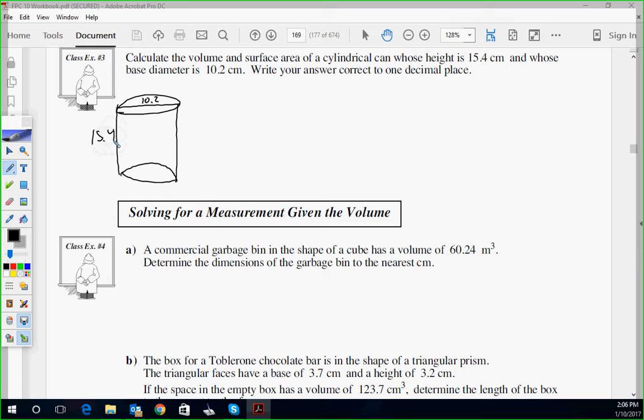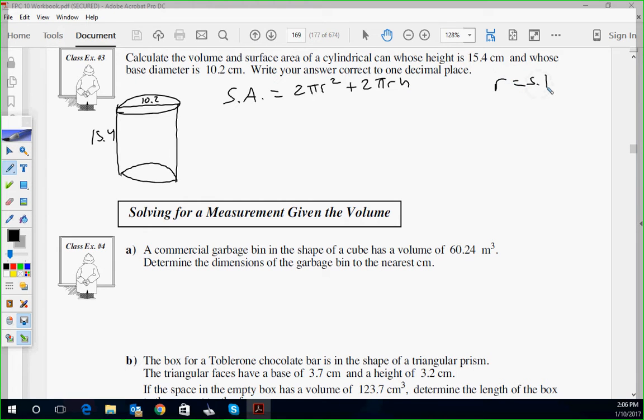I want the surface area and the volume, so I know my surface area again is going to be 2 pi r squared plus 2 pi rh. So I need r though. I have diameter, so I have to cut it in half, right? So what's my r? Yeah, 5.1 is my r.